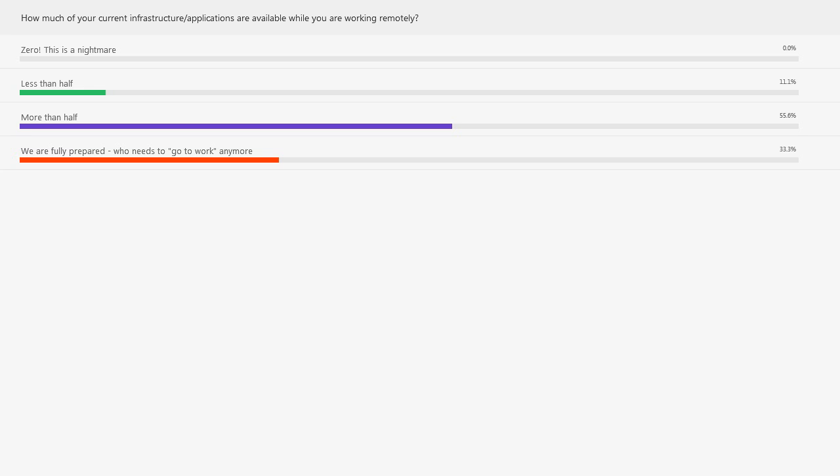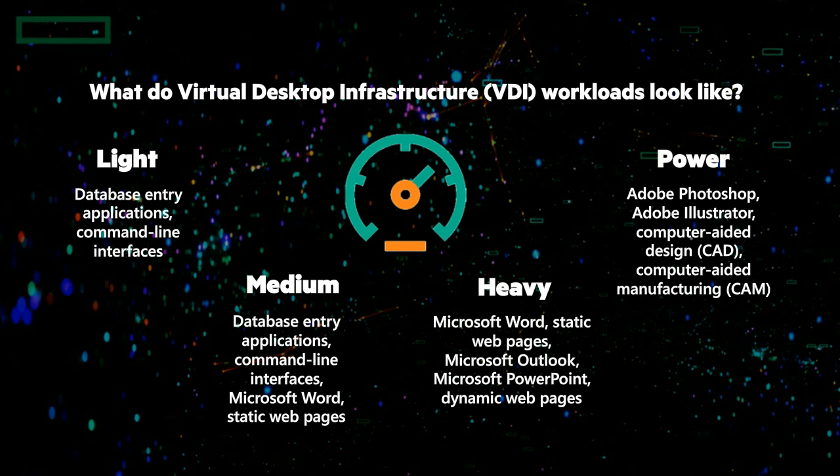There are some that are less than half, and then there's some that are fully prepared and who need to go back to the office, which is where we're aiming, right? That's the whole point of this, is to be able to make sure that we can all be productive 100% wherever we are.